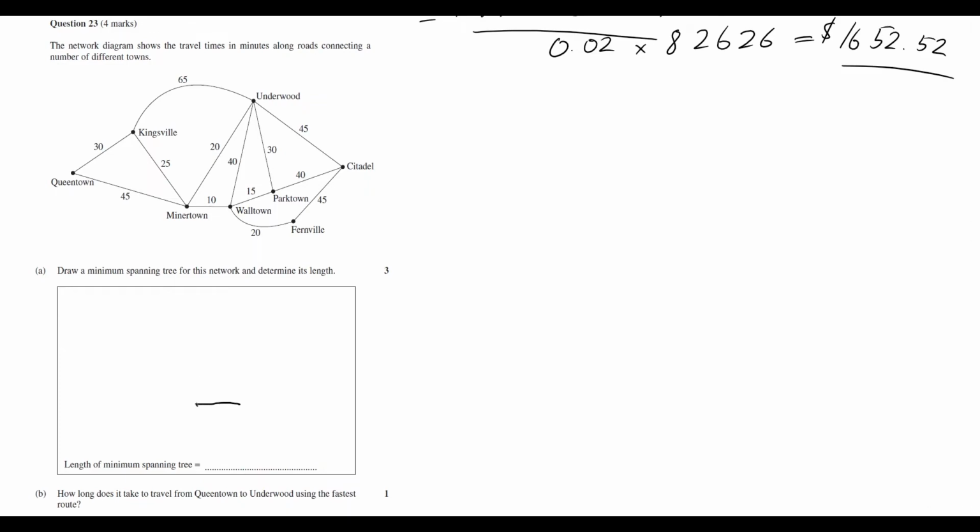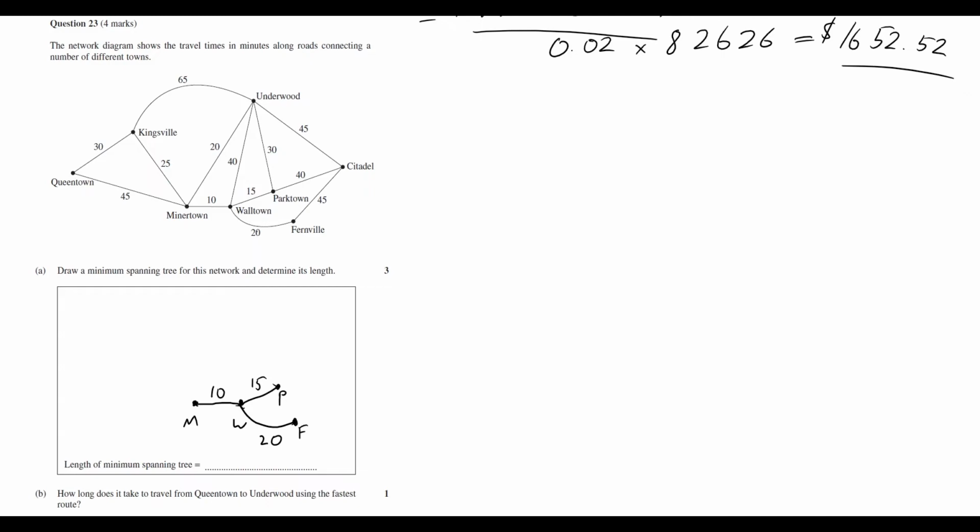So it's going to go from Minortown to Walltown. I'm just going to label that M and W, and that has a weight of 10. The next lowest weight on our network is 15 from Walltown to Parktown. So we'll go ahead and put that in there. The next lowest is going to be the weight of 20 from Walltown to Fernville. So again, just going through slowly but surely.